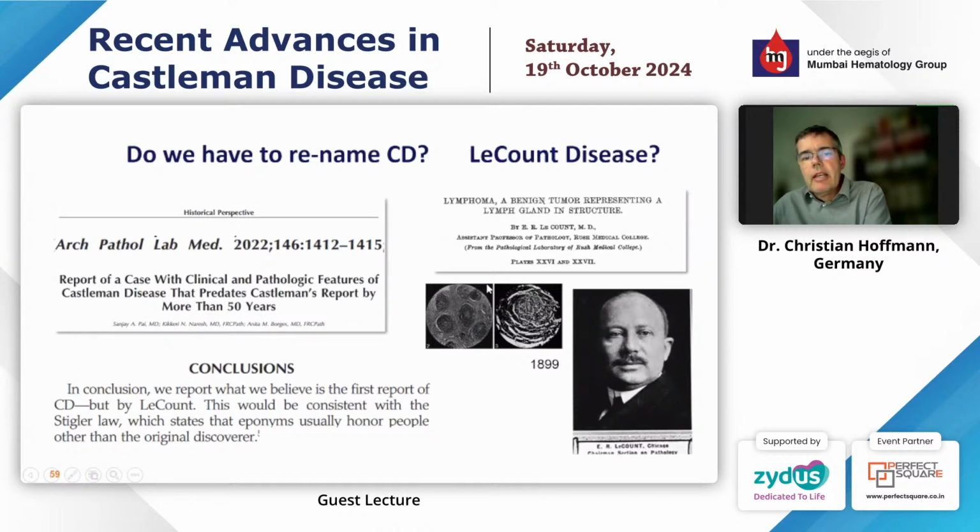And this case had been published by Edwin LeCount, a pathologist from Chicago, in 1899, and he described very precisely the histopathological changes you see with Castleman disease. And the authors conclude that they report what we believe is the first report of Castleman, but by LeCount. And this would be consistent with Stigler's law, which states that eponyms usually honor people other than the original discoverer. And I want to end with this.